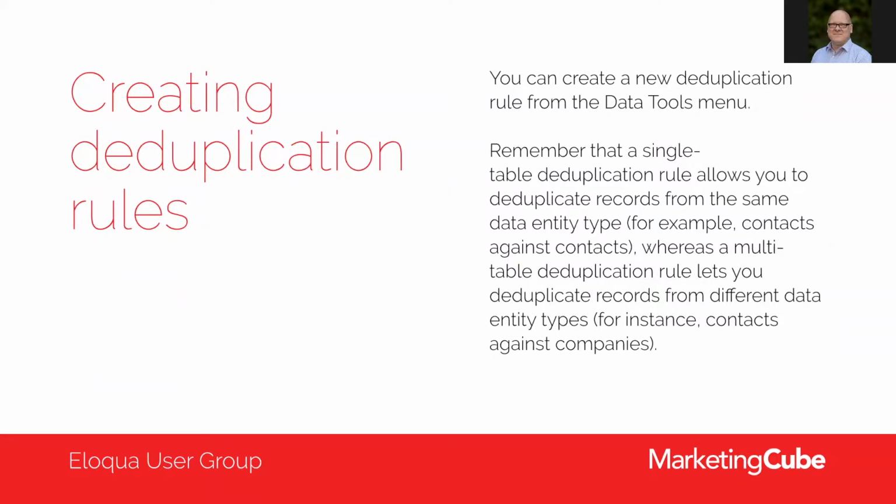And as we say here, there's a single table duplication rule that allows you to duplicate records from the same data entity. So for example, contacts against contacts, whereas you could also do multiple table deduplication rules that let you look at different type of entities. So it could be contacts against companies. So just helping you clean data as you move through and as data is coming into the platform, not just from the CRM, but also potentially via form submissions as well.